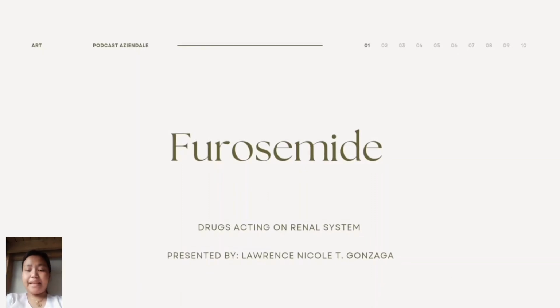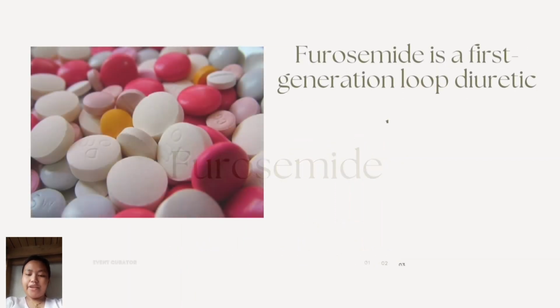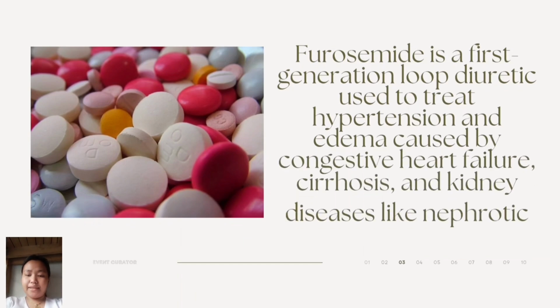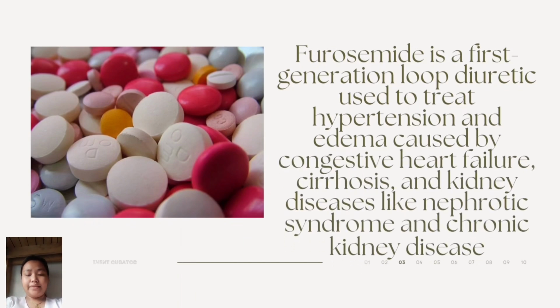I will be discussing one of the drugs acting on the renal system, such as furosemide. So, what is furosemide and what is it used for? Furosemide is a first-generation loop diuretic used to treat hypertension and edema caused by congestive heart failure, cirrhosis, and kidney disease like nephrotic syndrome and CKD or chronic kidney disease. It is a high-ceiling diuretic, meaning it produces a strong diuretic effect.